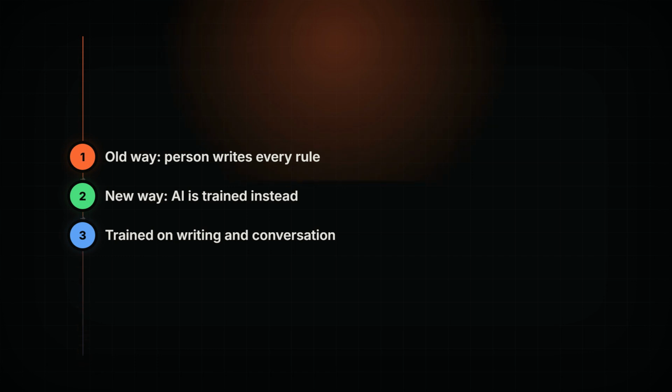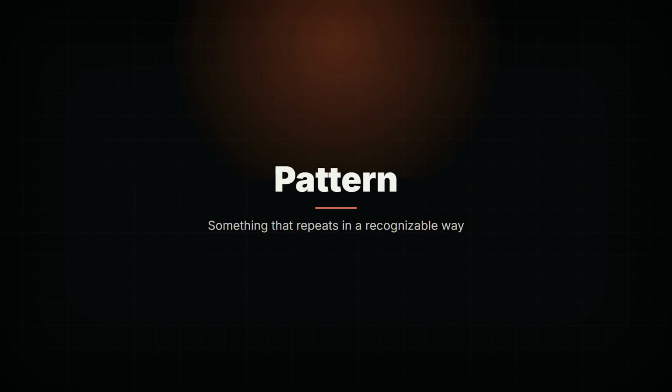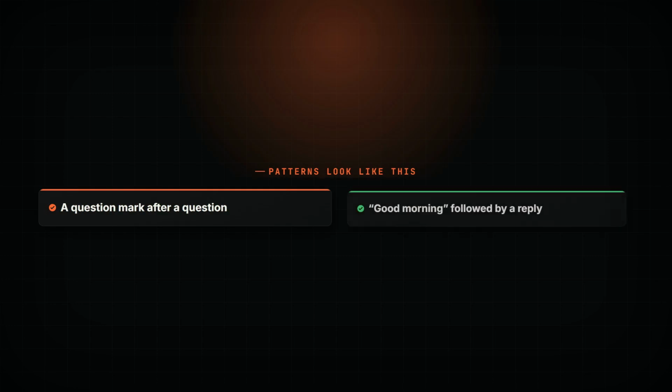Training means the program was shown an enormous amount of writing, conversation, and information, and over time, it learned to notice patterns in that information. A pattern is just something that repeats in a recognizable way, like noticing that a question mark usually comes after a question, or that good morning is usually followed by something about how you slept.